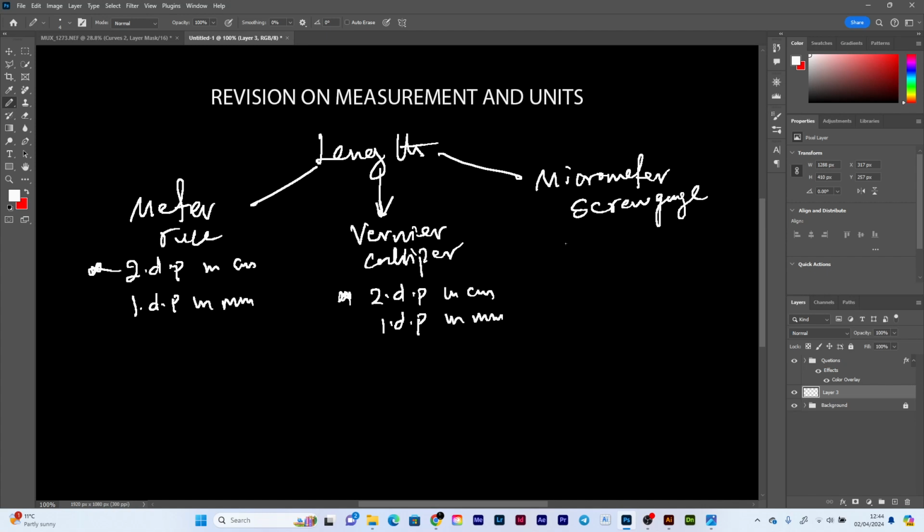But micrometer screw gauge measures to 3 decimal places in centimeter and 2 decimal places in millimeter. Do you understand this now? So the examiner can ask you which of the following instruments measures to 3 decimal places in centimeter.